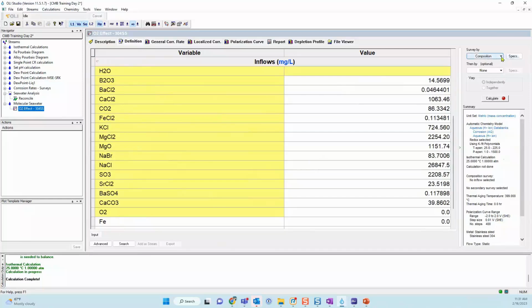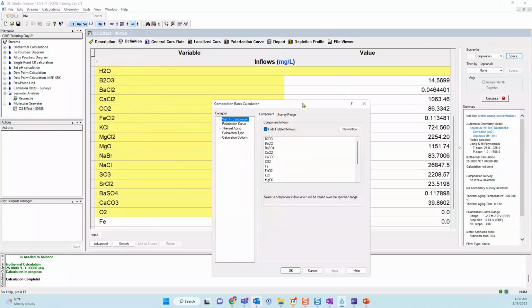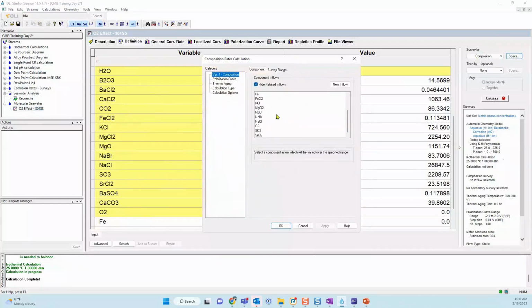So we need to go to the specs button that is next to the composition button, and we are going to look for oxygen. We had entered oxygen here, so it recognizes it as one inflow. And then we go to the survey range.